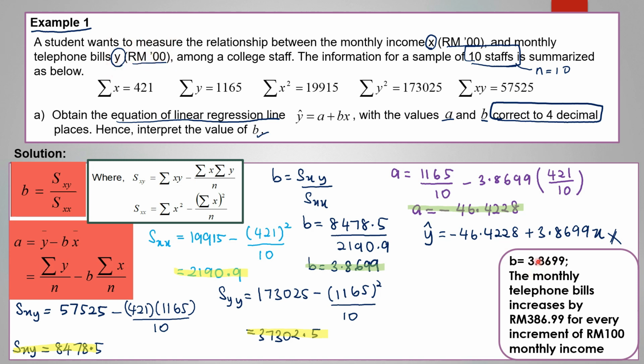That's why here 3.8699 times 100, and we will get Rm 386.99. For every increment of Rm 100. Here, from the statement, we already know that our monthly income X should be in 100. So the increment would be in 100 as well. So that's why here we write for every increment of 100 ringgit monthly income.